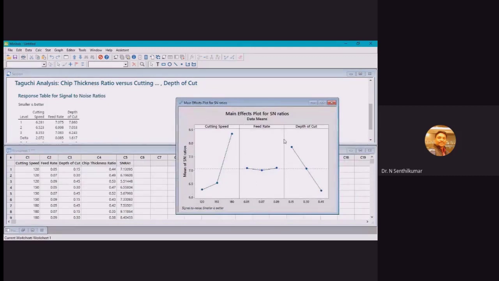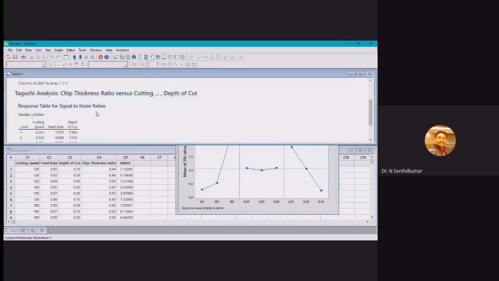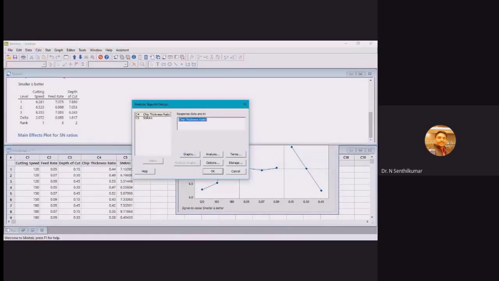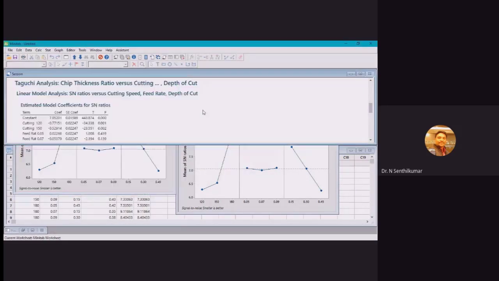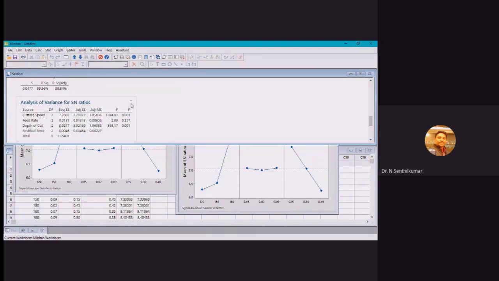So the same graph we have obtained, no? This is my response table, but I didn't obtain my ANOVA table, right? How to get that? While doing that DOE analyze, I told you about the analysis part: fit linear model for SN ratio. If I check this box, then you can have the analysis of variance. You can see that ANOVA table. This is my ANOVA table for SN ratio.